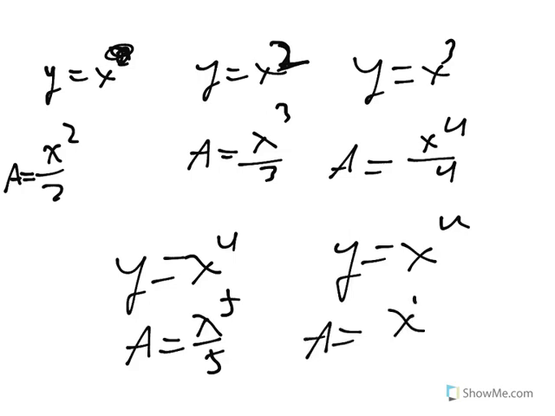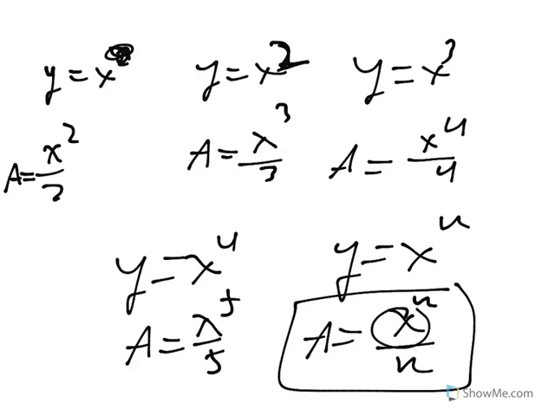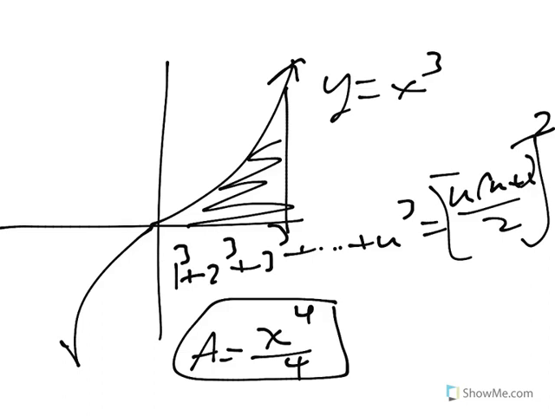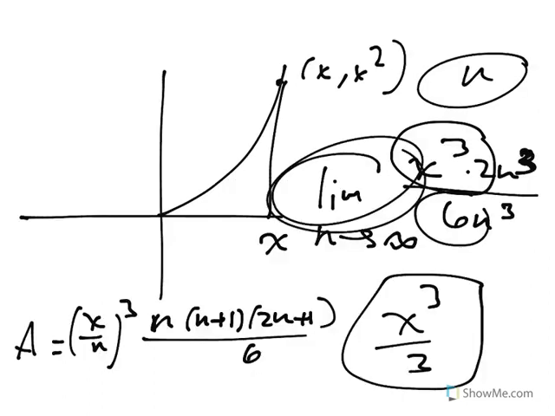the area will be x to the n over n, where x is the rightmost point, and, sorry, this n is not the n for the number of rectangles. I'm going to call that a different thing. I'll call it m, because we already have an n in this problem for the number of rectangles. This x to the m over m is what would happen if I made n equal infinity. And that is yet another use of limits.